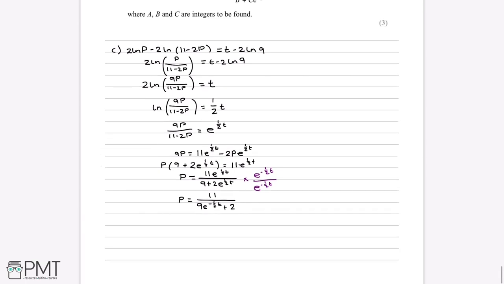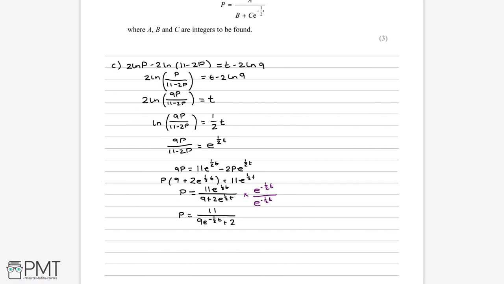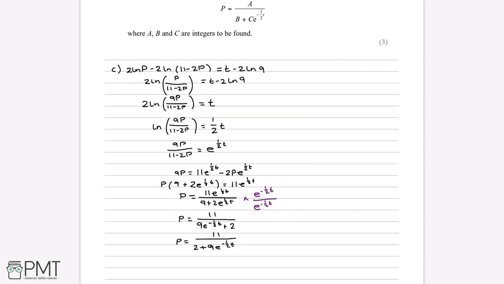And now if we just write it in the form that the question gave it to us in, which is to write it as 2 plus 9e to the power of minus a half t, as opposed to the other way around, we now have it in the form that the question wants, and just to be even more clear, we can say that a is equal to 11, b is equal to 2, and c is equal to 9.